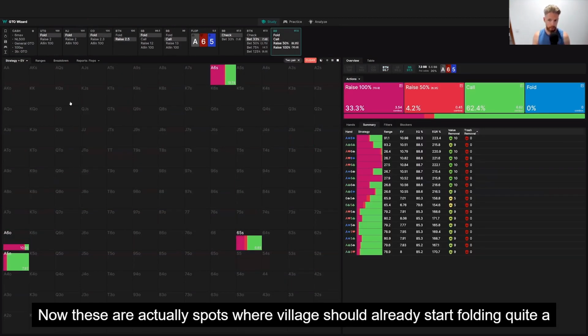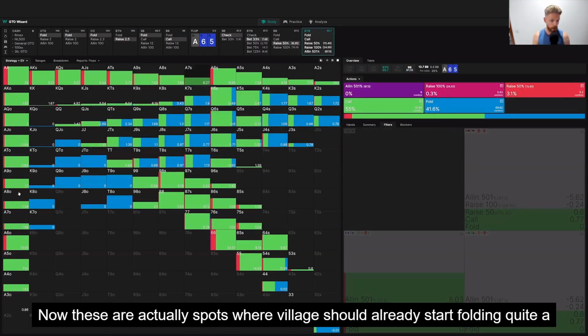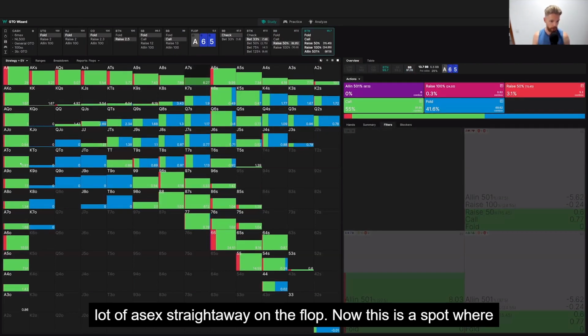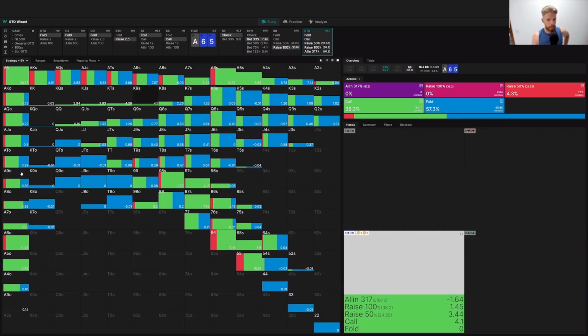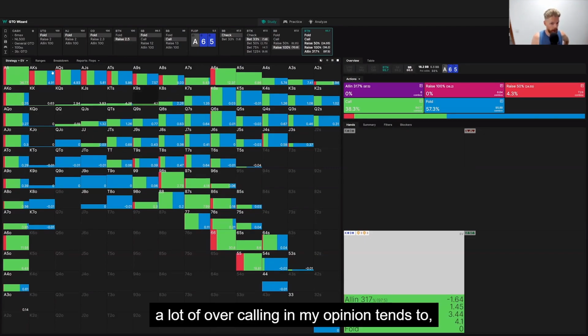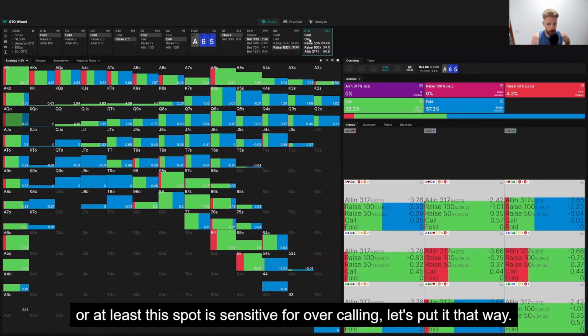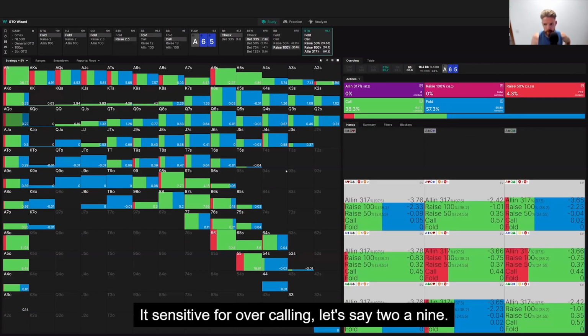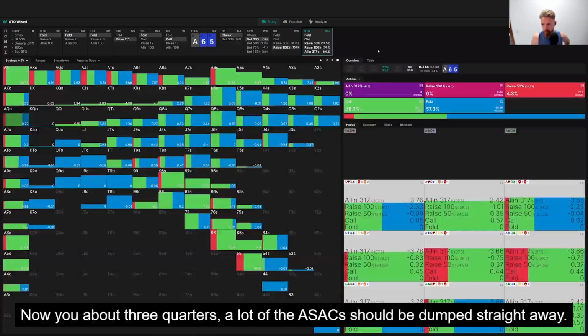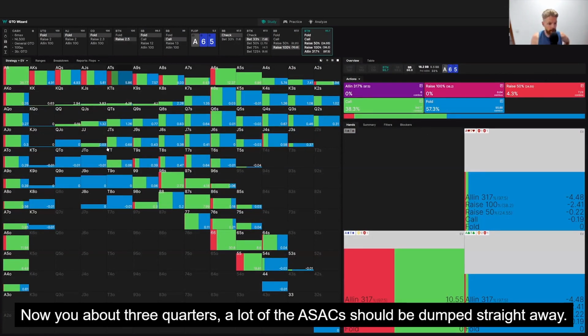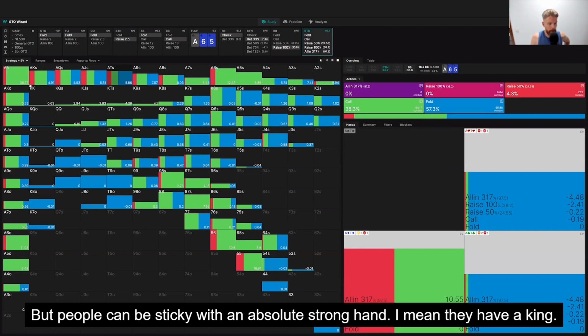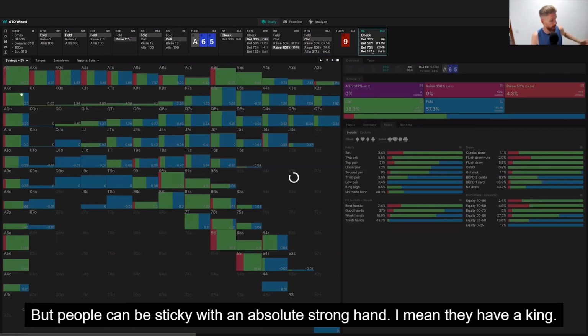Now these are actually spots where villains should already start folding quite a lot of ace x straight away on the flop. Now this is a spot where a lot of overcalling, in my opinion, tends to happen, or at least this spot is sensitive for overcalling. Let's put it that way. Let's say turn is a 9 and you bet 3/4. A lot of the ace x should be dumped straight away. But people can be sticky with an absolutely strong hand. I mean, they have ace king.